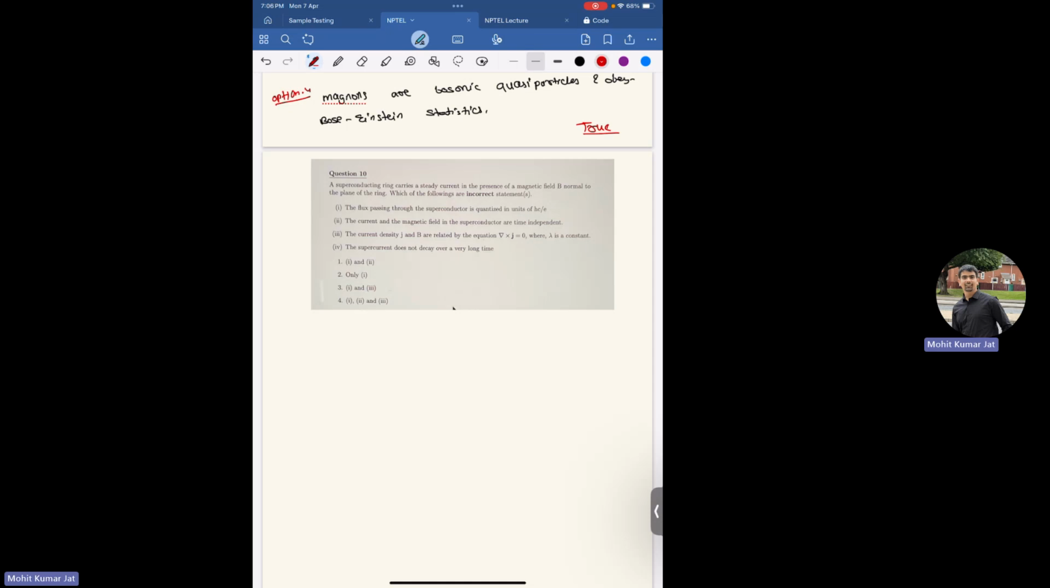So what the problem says is you have a ring of superconducting wire. This is the magnetic field, perpendicular magnetic field. Some current I is flowing in this wire. The flux passing through the superconductor is quantized in units of hc by e.